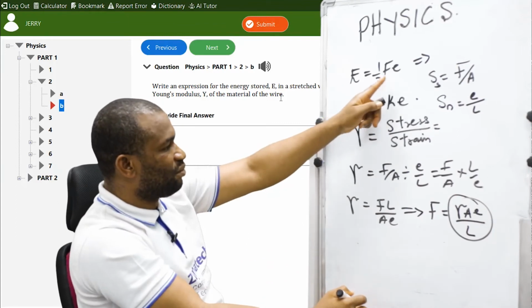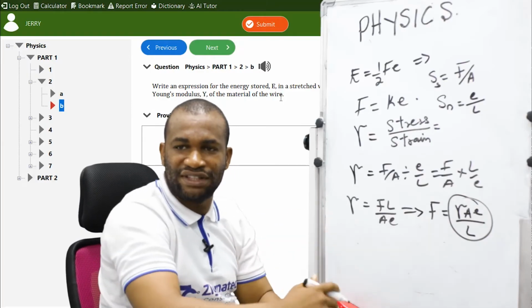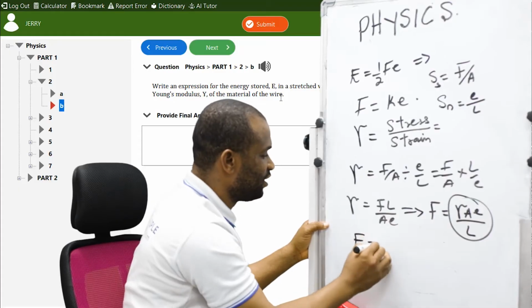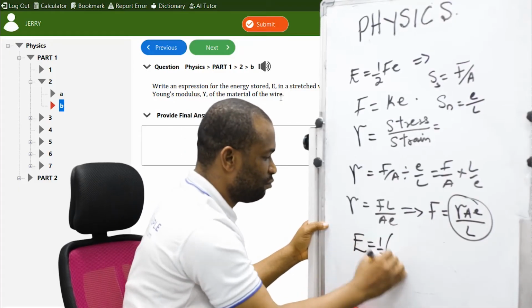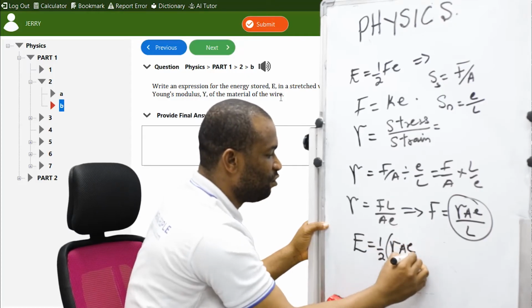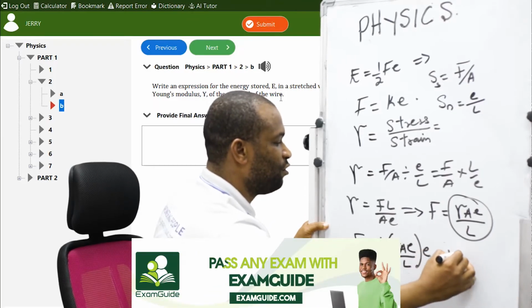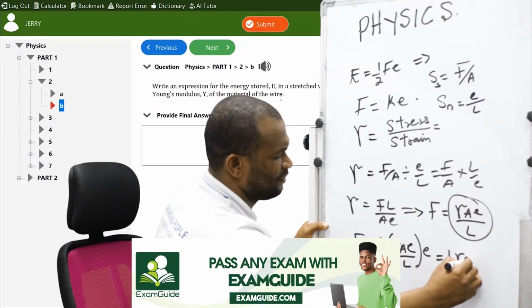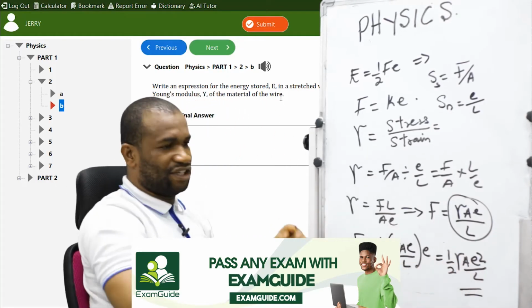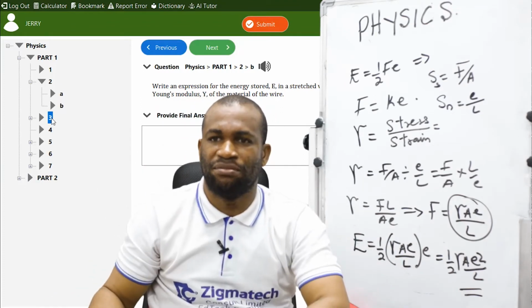I am going back to this equation to substitute it, because they said I should write an expression that will include all these things in a wire. So I'm going to say that E is given as 1 over 2 bracket for F, which is Young modulus A e over L, bracket e, which is 1 all over 2 Young modulus A e square all over L. This is the expression we're expected to write. Let's go to number 3.